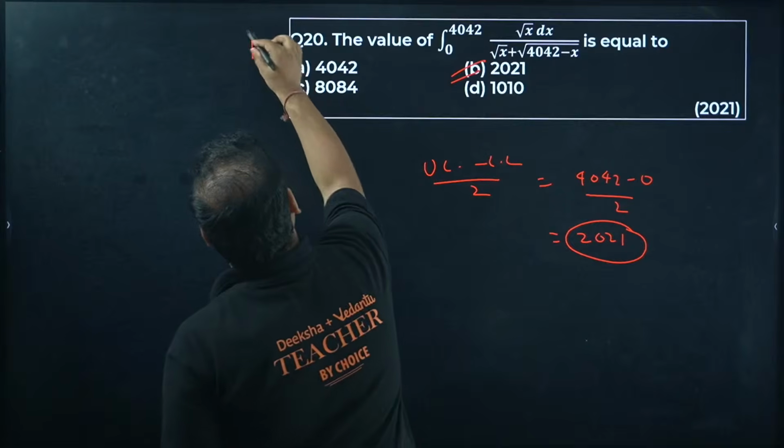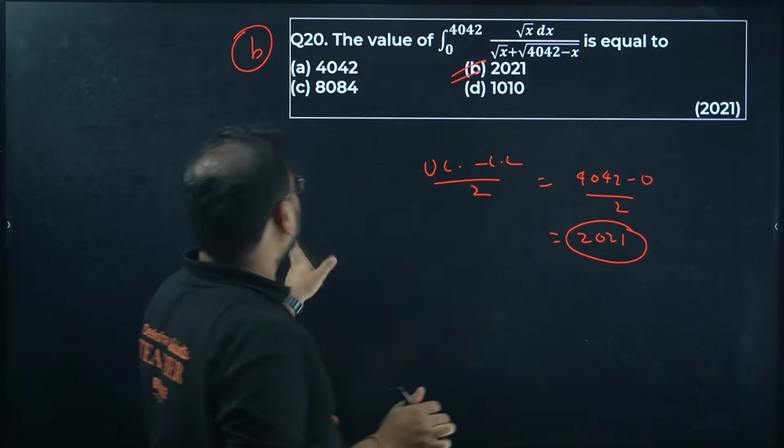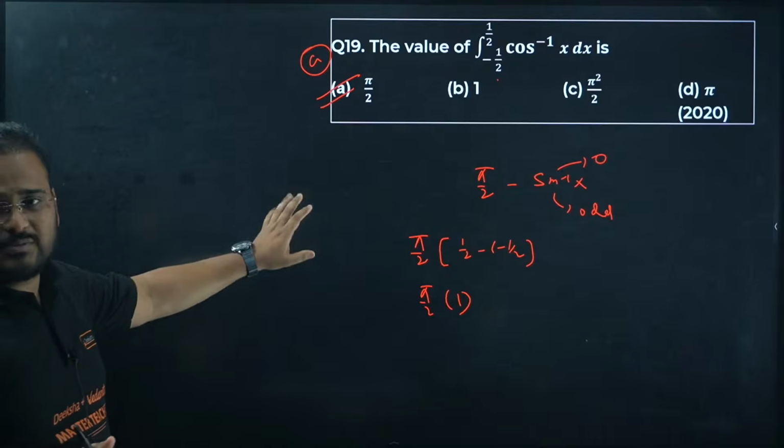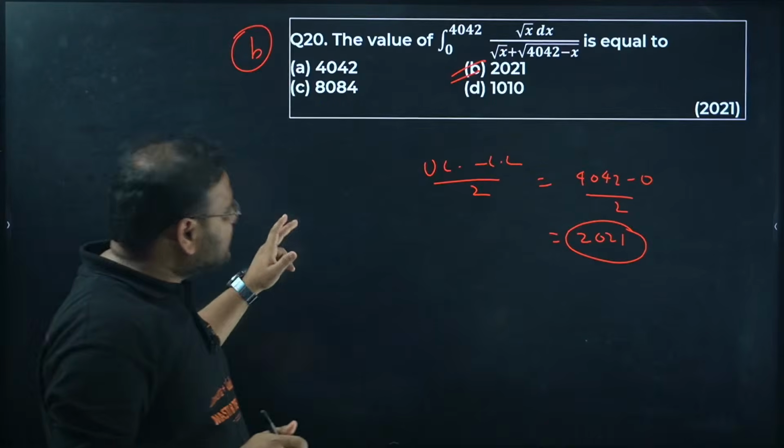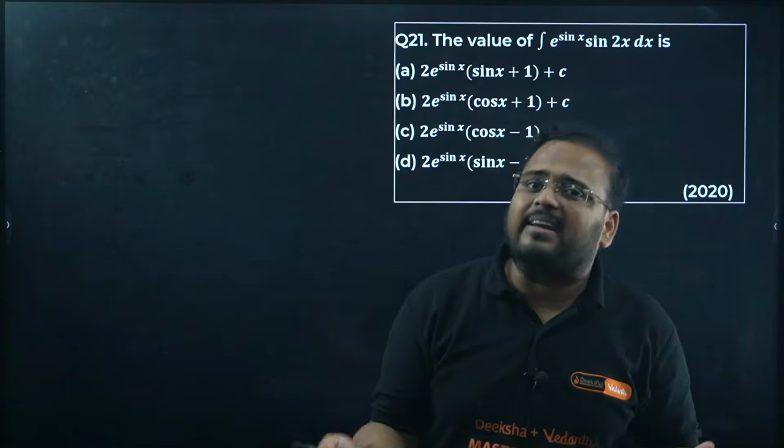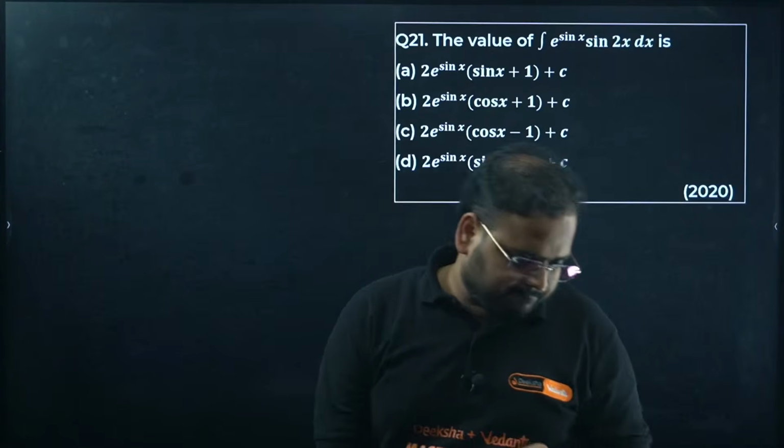Option B. This limit property, you can see here, I have taken so far 4 or 5 questions on it. I'm not taking it on purpose, they are there. Every year they're asking this question.